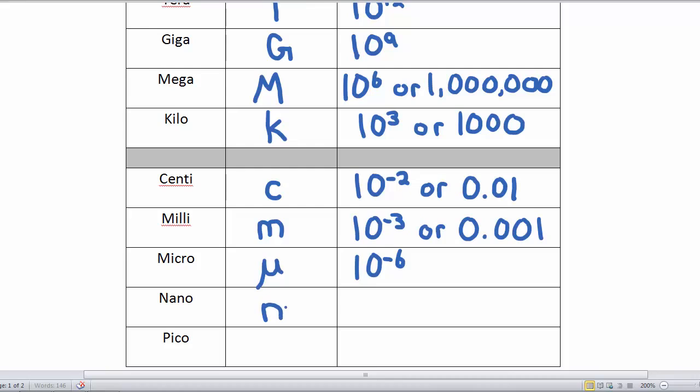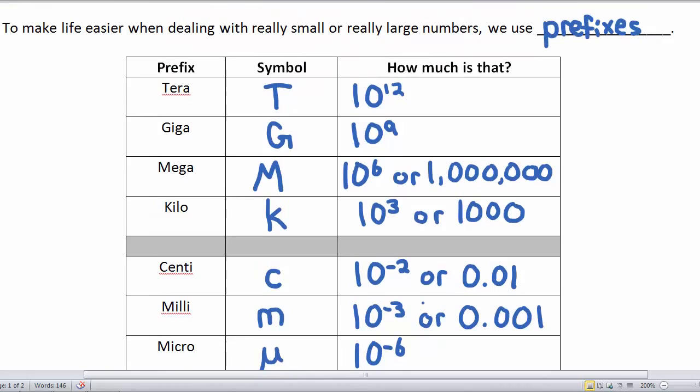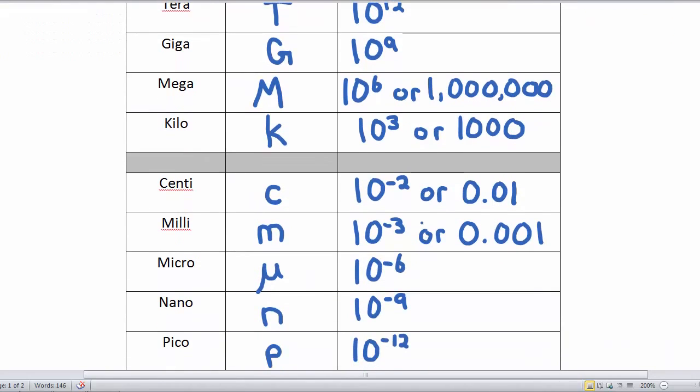Next is nano, 10 to the minus 9. And finally, pico, 10 to the minus 12. Now, there are prefixes that go even further down and ones that go even further up, but these are the ones that I've decided to give you for now.